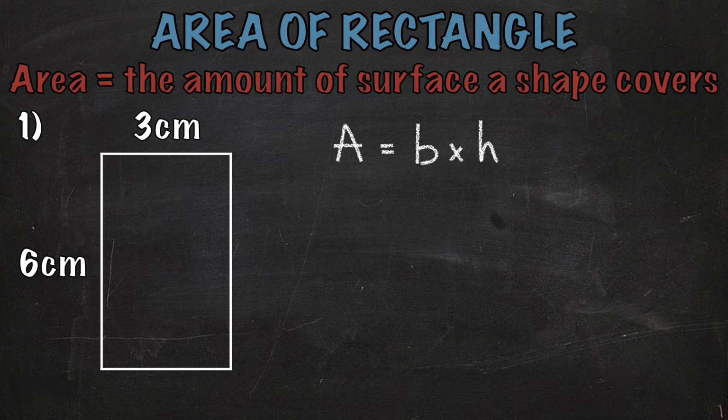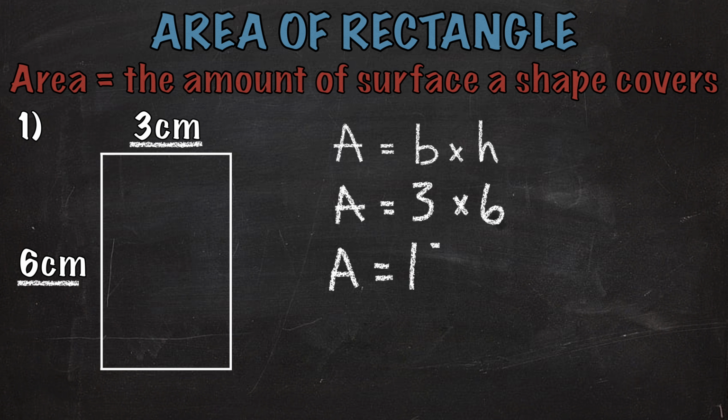Now, first thing we need to do is substitute our numbers in. Our base for this question is 3 centimeters and our height is 6 centimeters. So we're just going to replace B with 3 and H with 6. Now that we've substituted both the numbers in, we can multiply them together. So area is equal to 18. We measure area in square units, so because our lengths were given in centimeters, our answer is 18 centimeters squared.